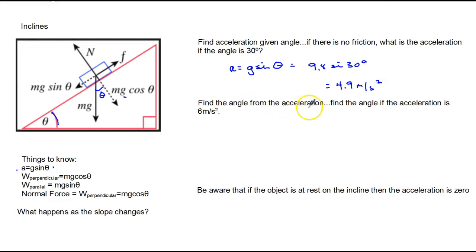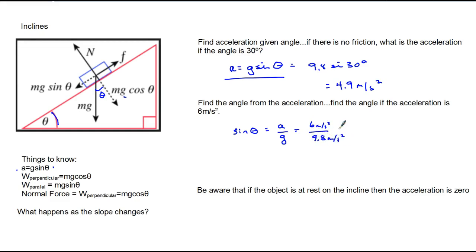So that's equal to 4.9 meters per second squared. Find the angle from the acceleration. Find the angle if the acceleration is 6 meters per second squared. So sine theta would be equal to a over g. I just solved this equation for sine theta. And so 6 meters per second squared divided by 9.8 meters per second squared.